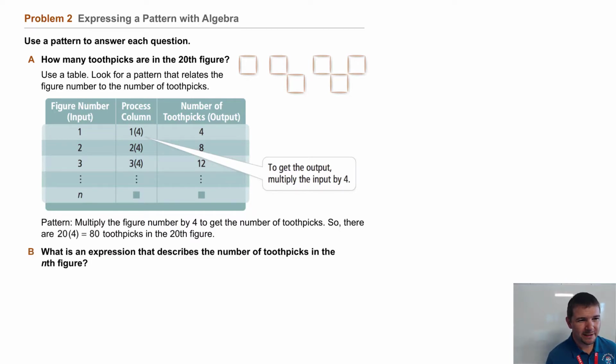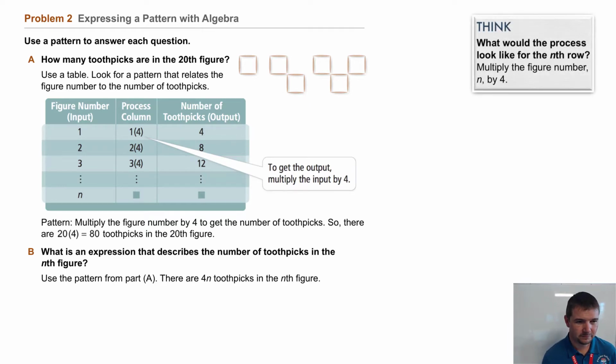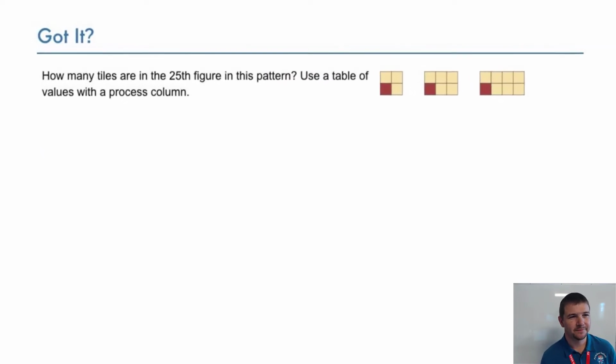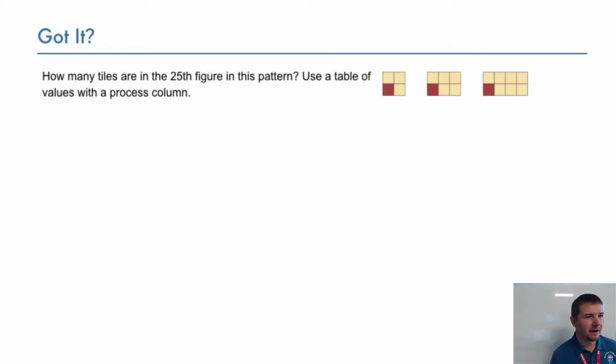Question B, what is an expression that describes the number of toothpicks in the nth figure? So we'll use the pattern from part A, and we can state there are 4n toothpicks in the nth figure. Your turn. How many tiles are in the 25th figure in this pattern? Use a table of values with the process column.